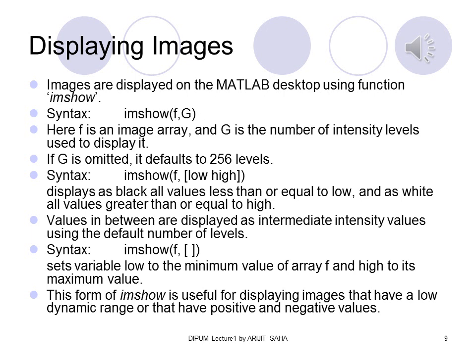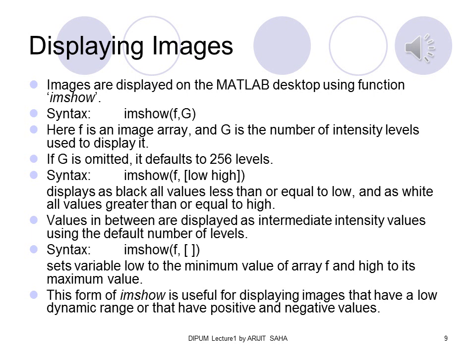Syntax: imshow f, within square brackets low high, as it is shown here. It will display as black all values less than or equal to low, and as white all values greater than or equal to high. Values in between low and high, as you have specified, are displayed as intermediate intensity levels, by default the number of levels. If we do not specify anything within square brackets, as I have shown here, then it will set variable low to the minimum value of array f and high to its maximum value.